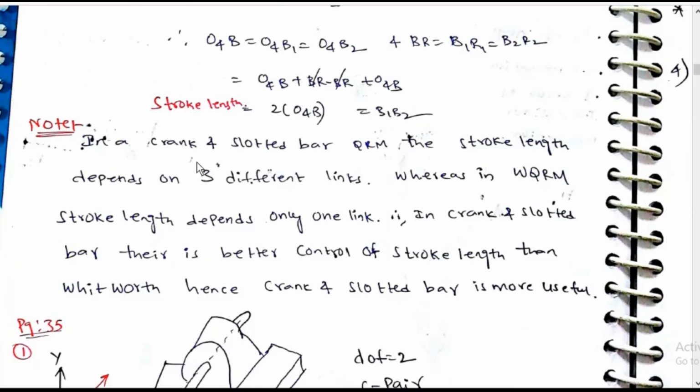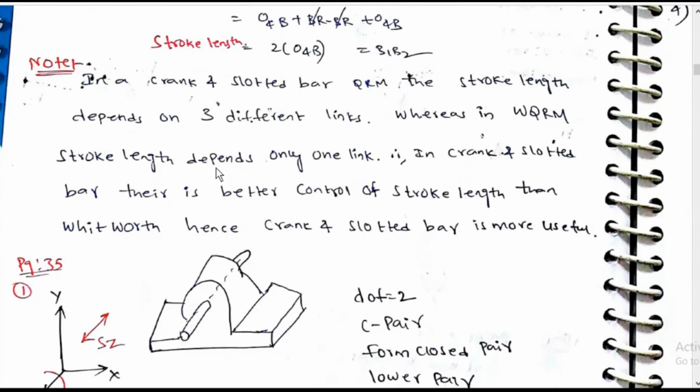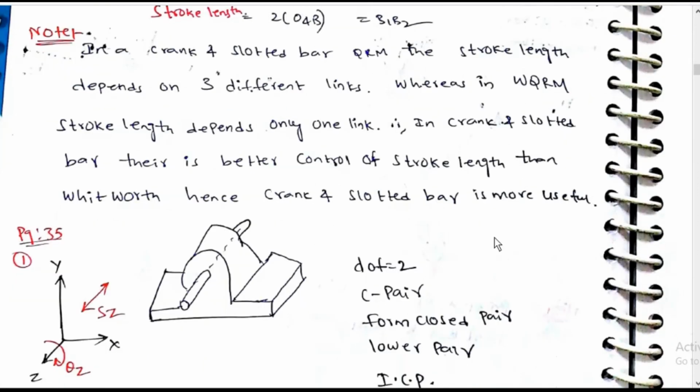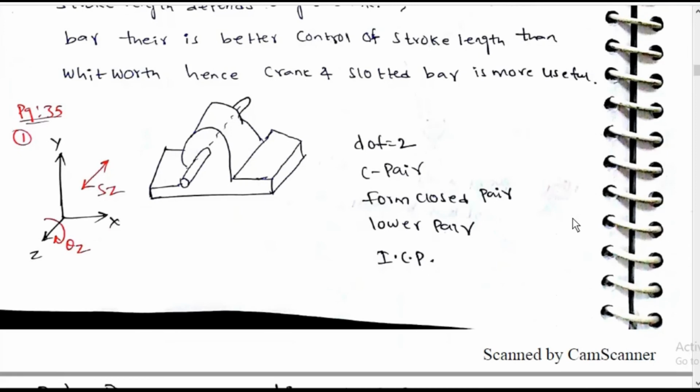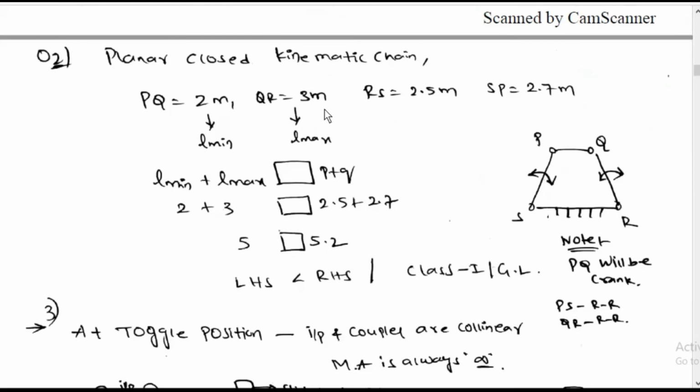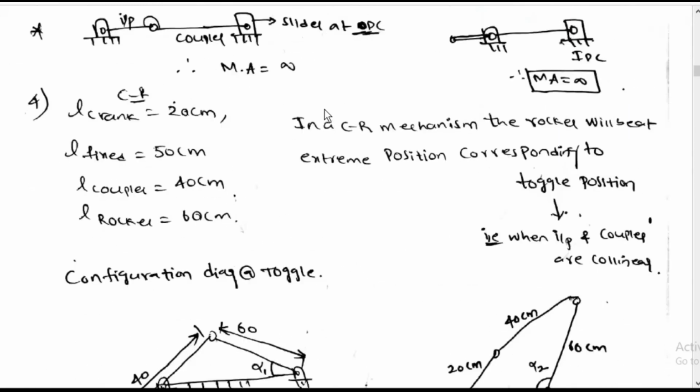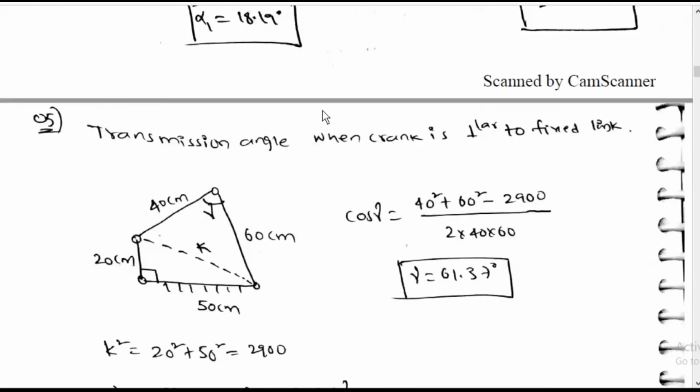In a crank and slotted bar QRM, the stroke length depends on 3 different links, whereas with the Whitworth QRM, the stroke length depends only on one link. Therefore, in the crank and slotted bar, there is better control of stroke length than in the Whitworth QRM. Hence, the crank and slotted bar is more useful. These are just workbook questions.